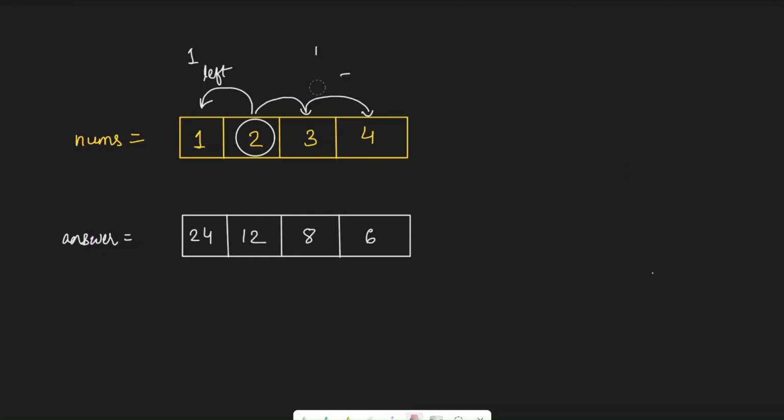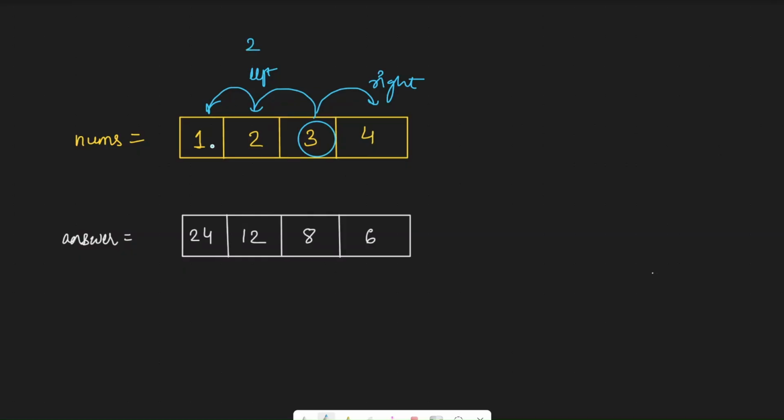Let's take another example. Now instead of evaluating this 2, I'm going to evaluate this 3. So again, when we are evaluating this, we have things on the left of 3 and we have things on the right of 3. So for the left side, the product is equal to 2, 1 multiplied by 2 is 2. For the right side, we just have one digit, so we have 4. And 2 multiplied by 4 is 8, and that's how we have got answer 8.